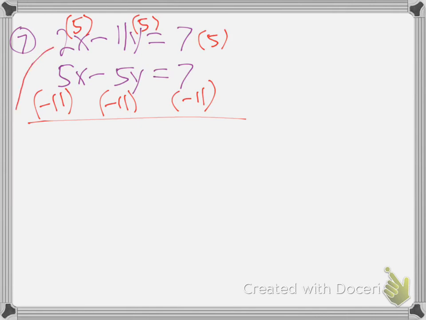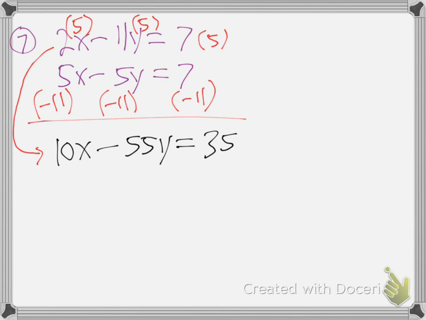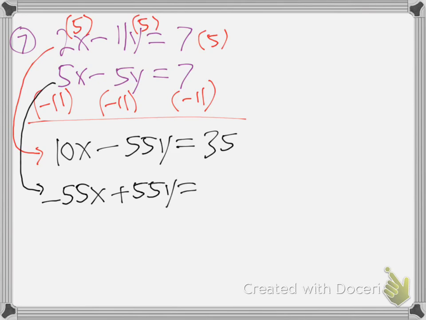So bring down the top one. And that'll be what? 10x minus 55y is 35. How we doing? This making sense? And then the second one comes down minus, what's that, 55x plus, right, 2 negatives. Watch your sign. Make your negatives big so you don't lose them. 55y, and this is minus 77.